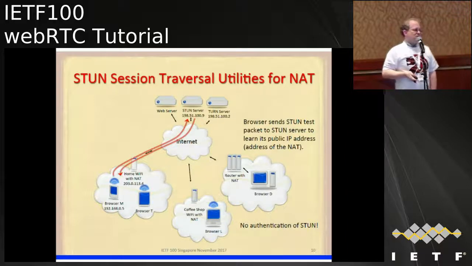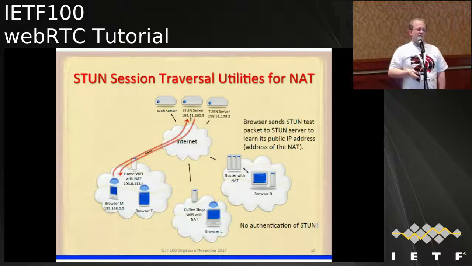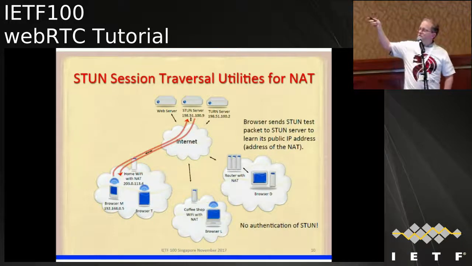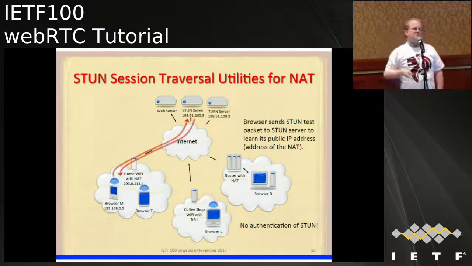So STUN is a protocol defined here in the IETF for basically being able to find out what your public IP address is. You send a query out to a STUN server, and the response that comes back tells you what IP address it sees for you. Again, that's useful because these browsers are going to have to communicate with each other, so they need an address that they can route to.